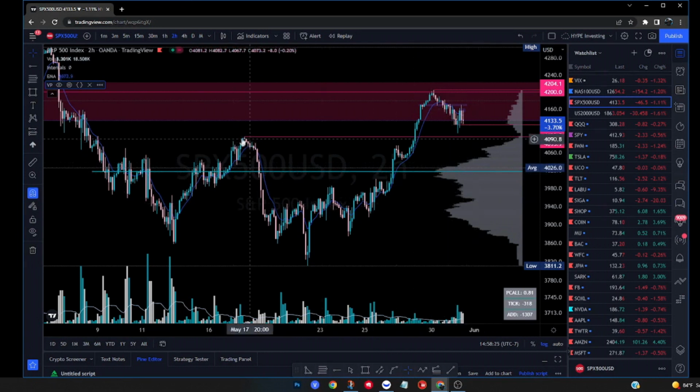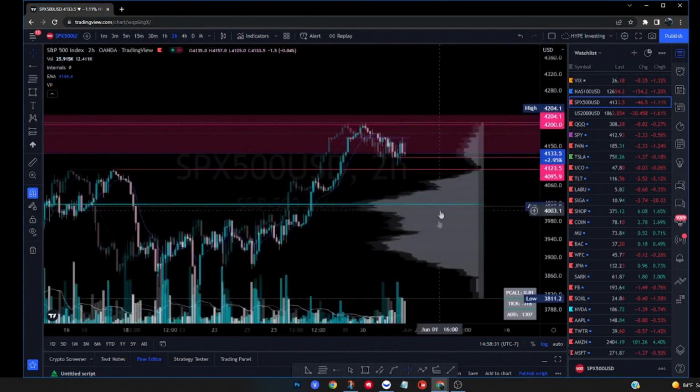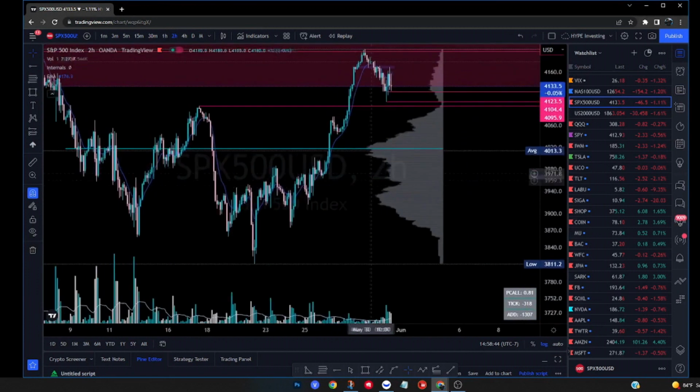The first zone of support that we have is this area here at 4123.5 and this short-term bottom here. But if we start breaking that, I think we should definitely see a retest of 4,000, and then from there we'll see our next price targets.